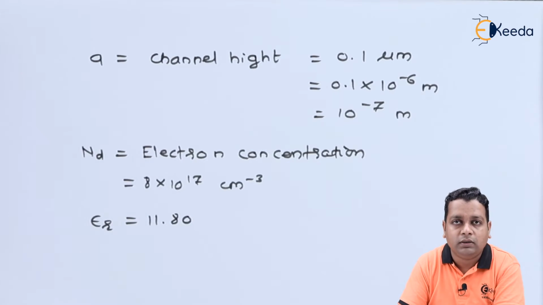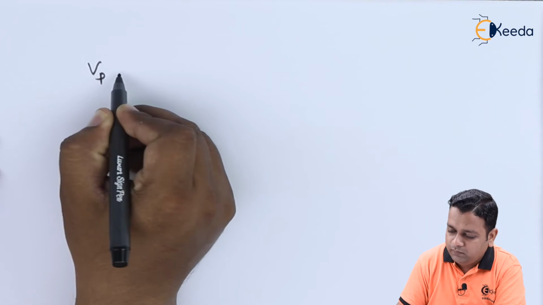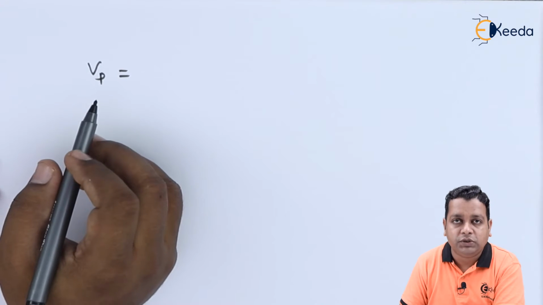This is nothing but the relative dielectric constant, to be multiplied with epsilon 0 to find the complete dielectric constant, or the permittivity, of the semiconductor material under consideration. So having these three parameters, now we require the value. The required value is the pinch off voltage. The pinch off voltage can be denoted by capital V suffix P. So P for pinch off here.